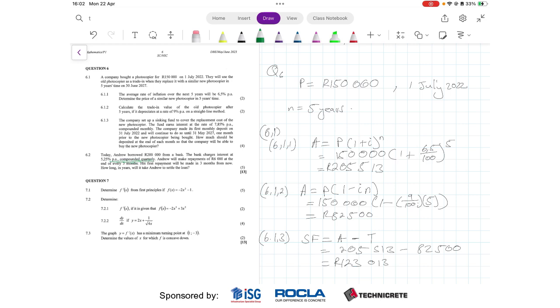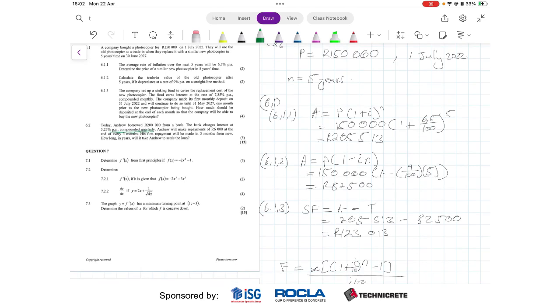Now, Andrew will make repayments of 6,000 rands at the end of every 3 months, meaning at the end of each quarter. This is Andrew's installment, the amount of money he's going to be paying back in order to cover his loan over whatever period it will take for him to settle his loan. His first repayment will be made in 3 months from now. How long in years will it take Andrew to settle the loan?